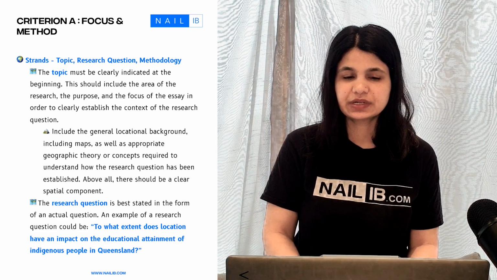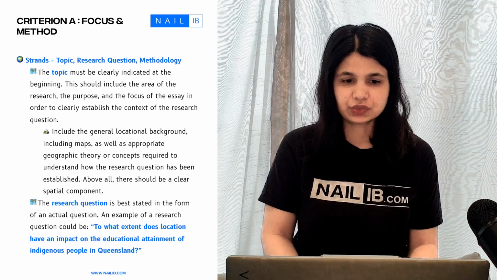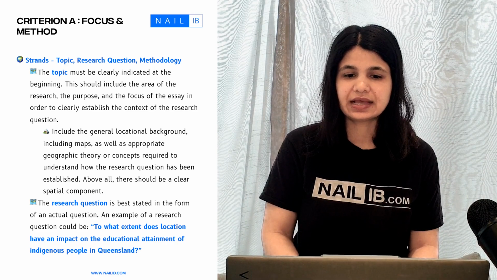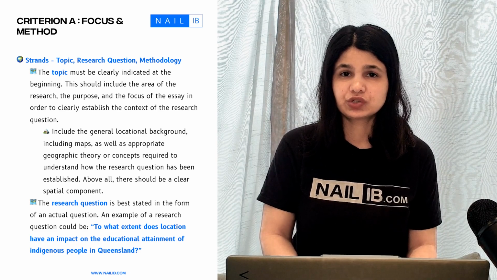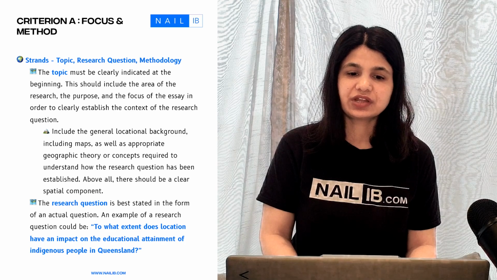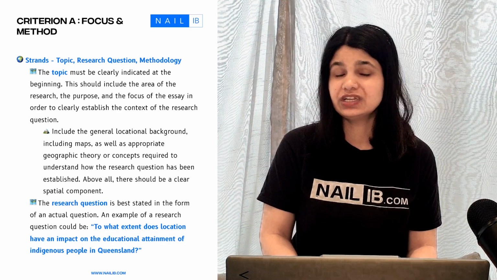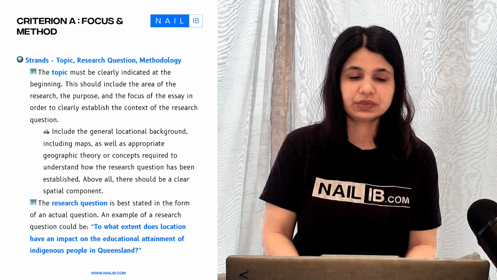Another important aspect of this is having a good research question. The research question is best stated in the form of an actual question. An example of a research question could be, to what extent does location have an impact on educational attainment of Indigenous people in Queensland, for example?